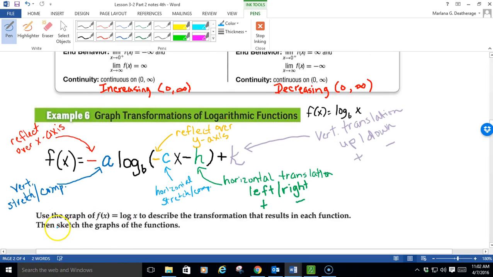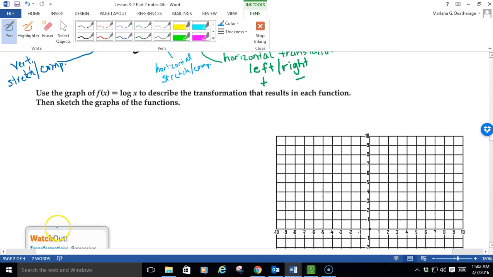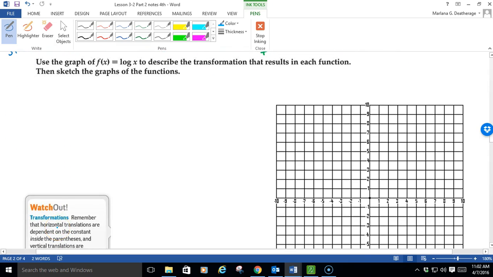Okay. All right. Use the graph of f of x equals log x. Now there's no base. Uh-oh. Is that a typo? Good. If there's no base, that means it's a common log and the base is 10. So, we're going to describe the transformation that results in each function, then we're going to sketch the graphs of both functions. So let's go ahead and do this one.